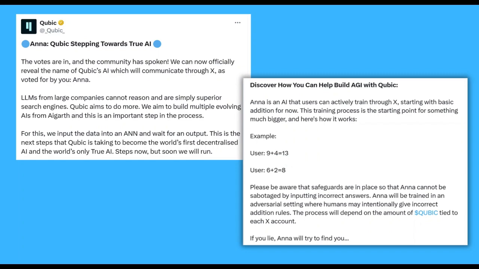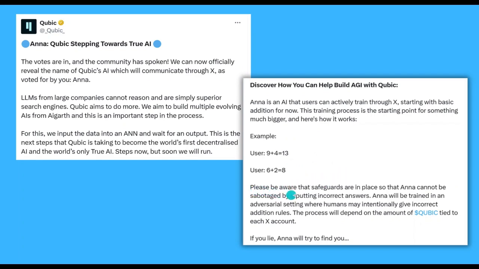But you're not going to train it just to work from memory like a large language model. Anna apparently is going to evolve from this and is probably going to learn maths from this, and it's going to be able to produce outputs to you, and hopefully that's going to lead to something much bigger. But we'll see how that plays out in time.